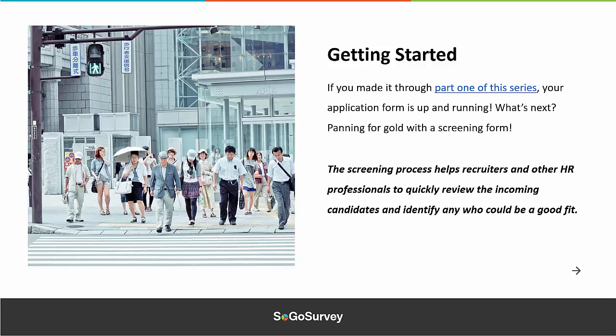But what's next after you've got all those great applications coming in? We're going to call it panning for gold, making sure you can sort through to the most valuable candidates, the ones who are going to be the best fit for your role and your organization. We know that could be a lot of people. Hopefully you've got a very popular organization and lots of applications are coming in, but it's definitely a challenging part of the process to help narrow down to the right candidates.